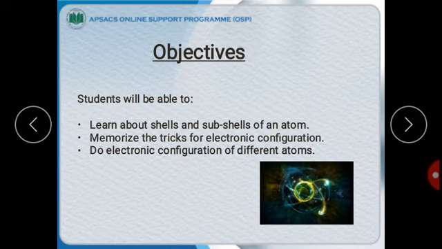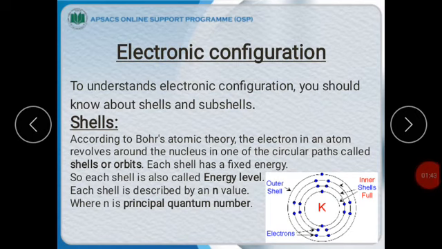Objectives. Students will be able to learn about shells and subshells of an atom. Students will be able to memorize the tricks for electronic configuration. Students will be able to do electronic configuration of different atoms. Now we are going to start this week's assignment.